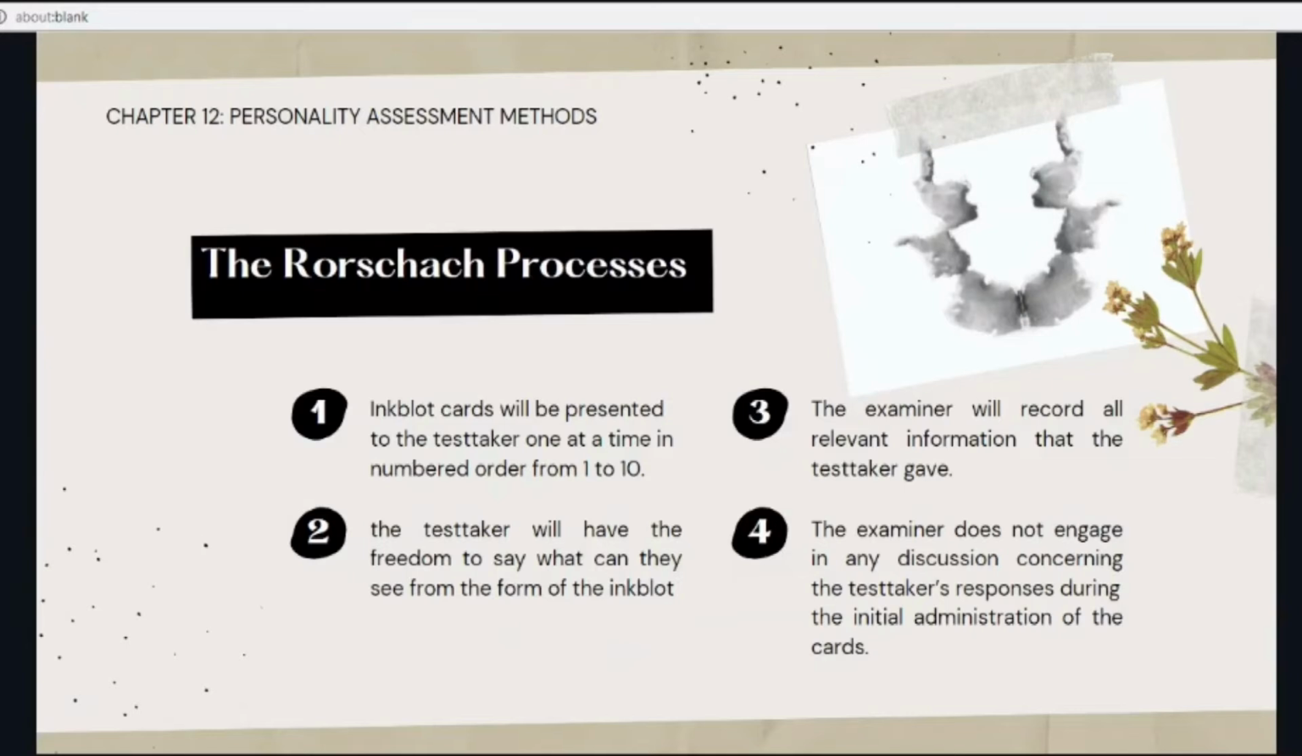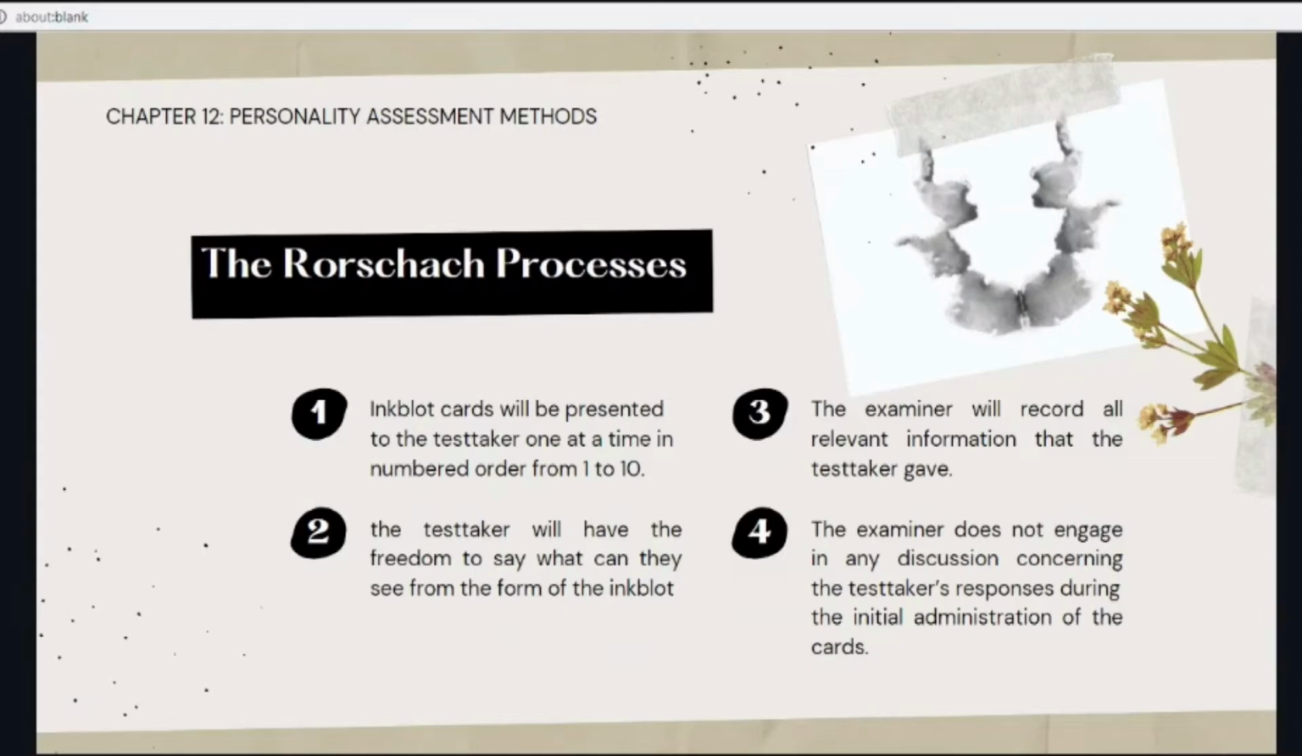The test taker will have the freedom to say what they can see from the form of the ink blot. By freedom, it means there are no actual limits on the part of the test taker. They can even rotate the ink blot, they can do anything about it just to make a form out of it.